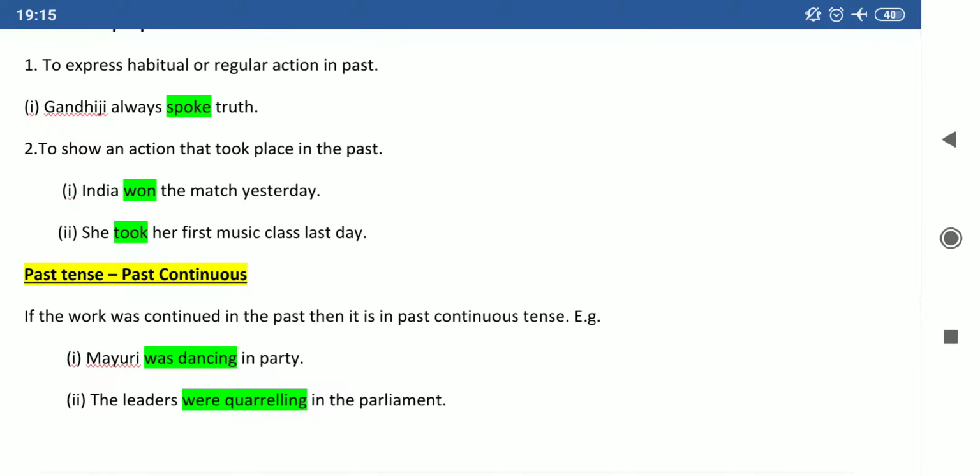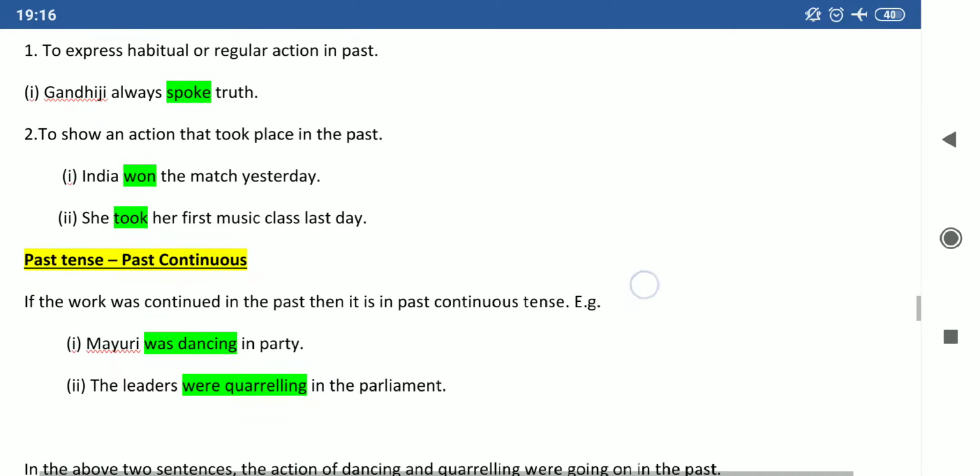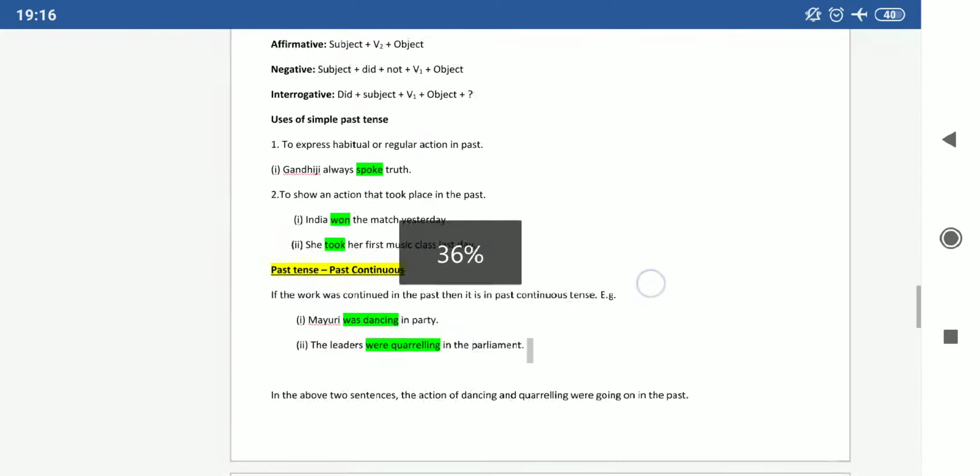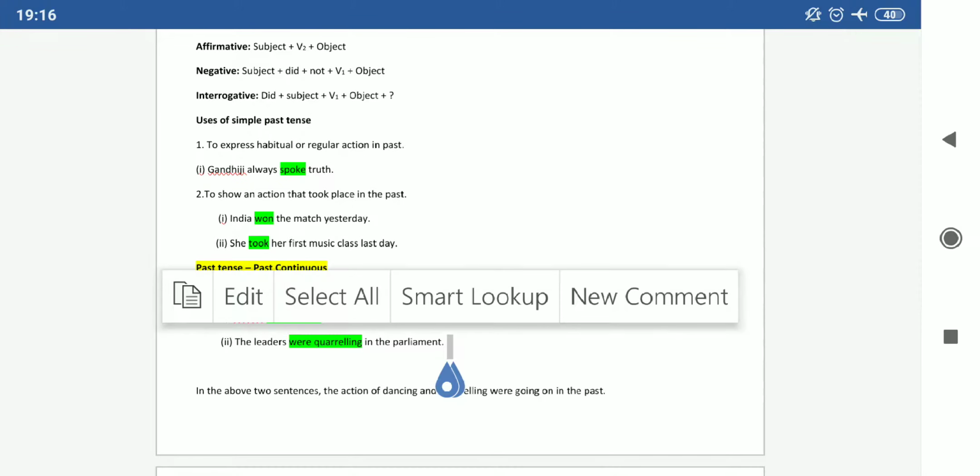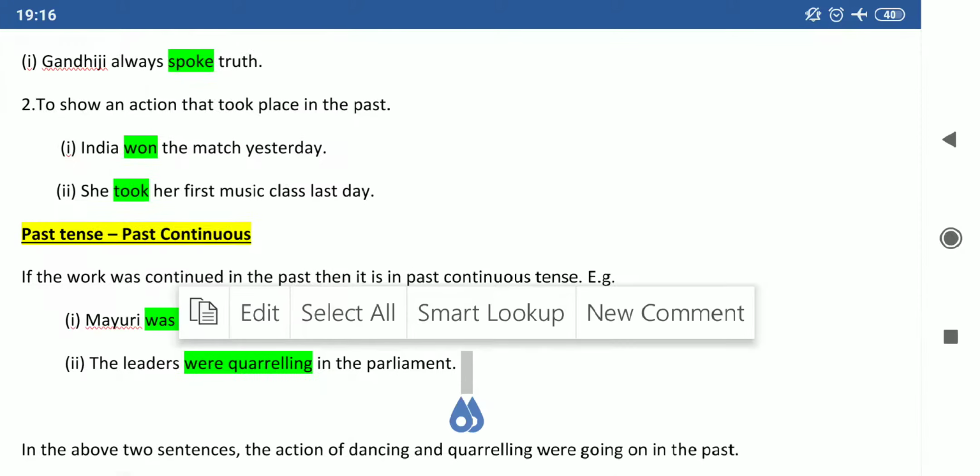Now, second point, to show an action that took place in the past. India won the match yesterday. Yesterday is telling you that you're talking about past. She took her first music class last day. So let's talk about past continuous now.